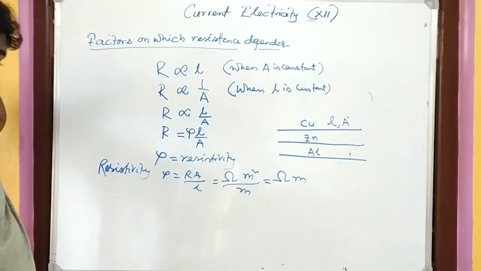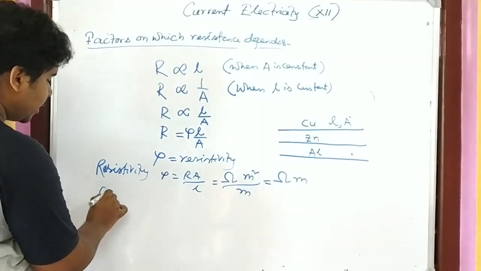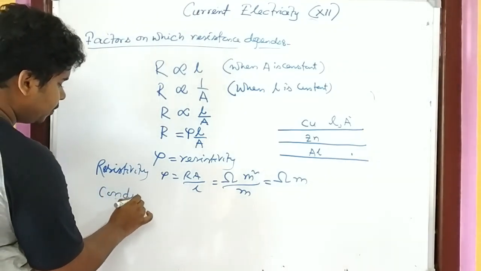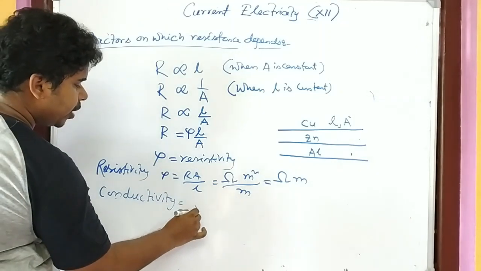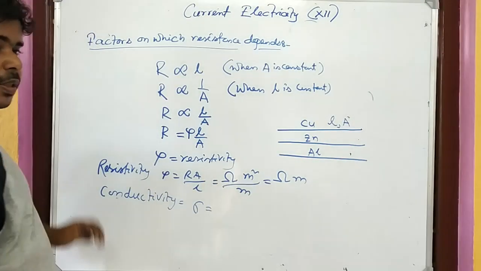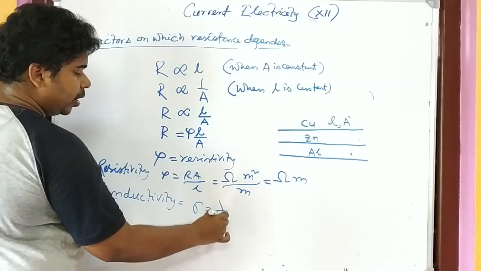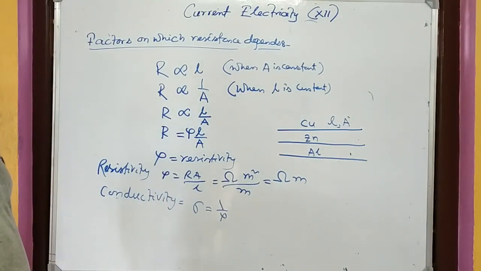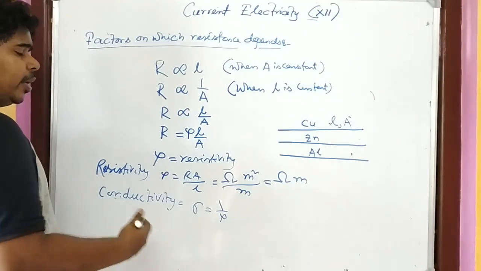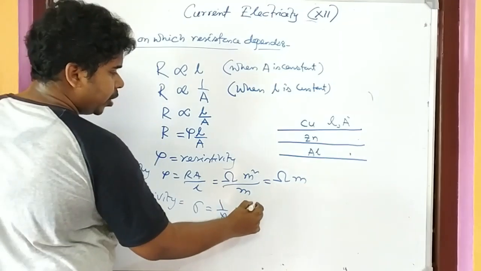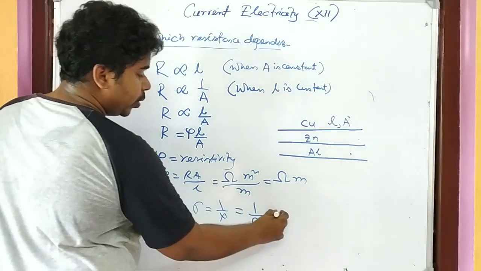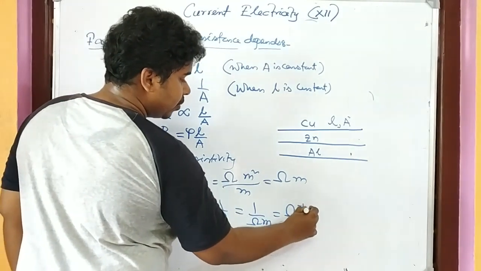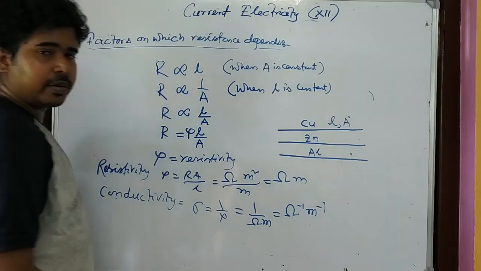and along with it we have to learn one more thing, that is conductivity. What is conductivity? Conductivity is denoted by sigma, and sigma is the reciprocal of resistivity. If I take the reciprocal of resistivity, it is known as sigma. What is the unit of it? That is 1 by ohm meter, so we can write it as ohm inverse meter inverse.